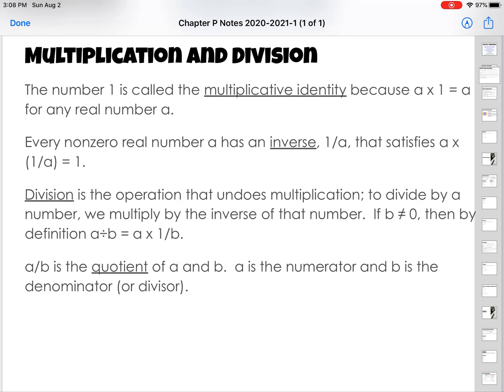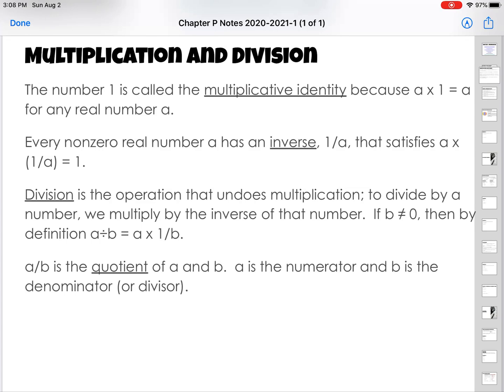Every non-zero real number also has an inverse. So an inverse is basically taking whatever the value is and putting it underneath 1. So if I have the number 7, 1 over 7. If I have the number 1/3, it would be 3. So basically we're flipping our fraction over.